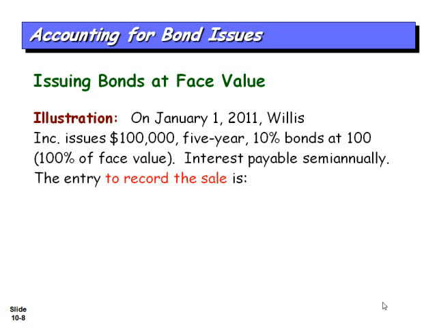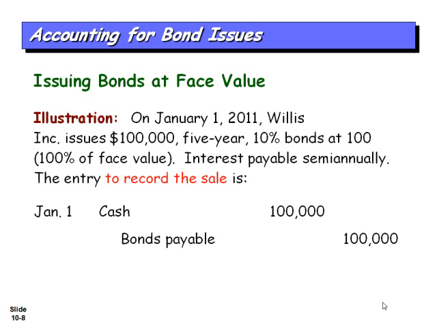So let's take a face value issuance. Willis Inc. issues a $100,000 5-year 10% bond at 100, and that's the wording, at 100. We don't say at 100%, the percentage is implied. Interest is payable semi-annually, and we record the sale as cash $100,000, bonds payable $100,000. And it's kind of funny wording. We say it was sold. We say it's a sale, even though it's a loan. It's just kind of the way that's worded for bonds. So Willis Company has just brought $100,000 into the company.